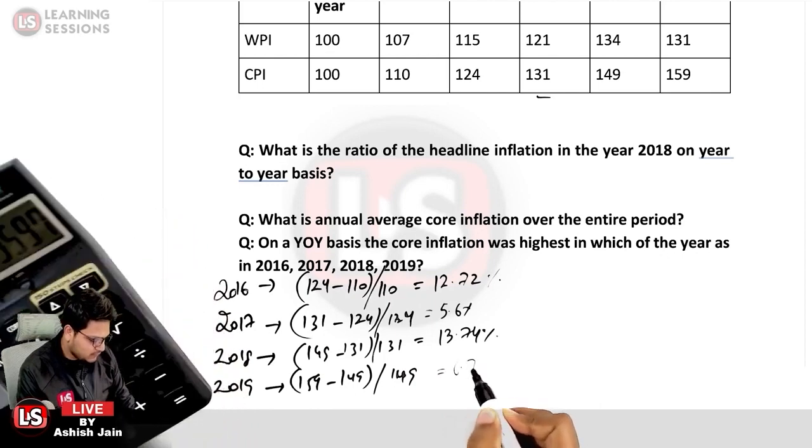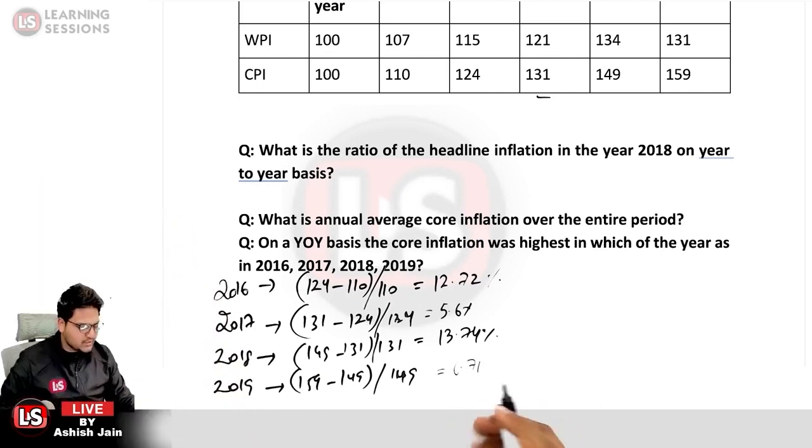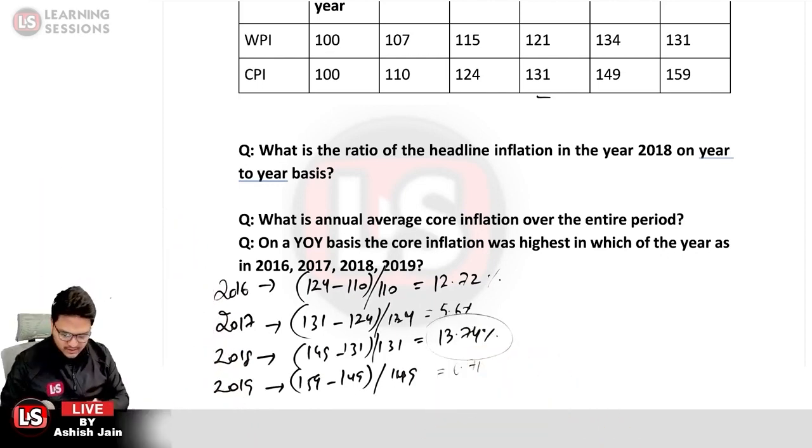So clearly for the year 2018, this one was the highest, and that would be all related to this particular case study.